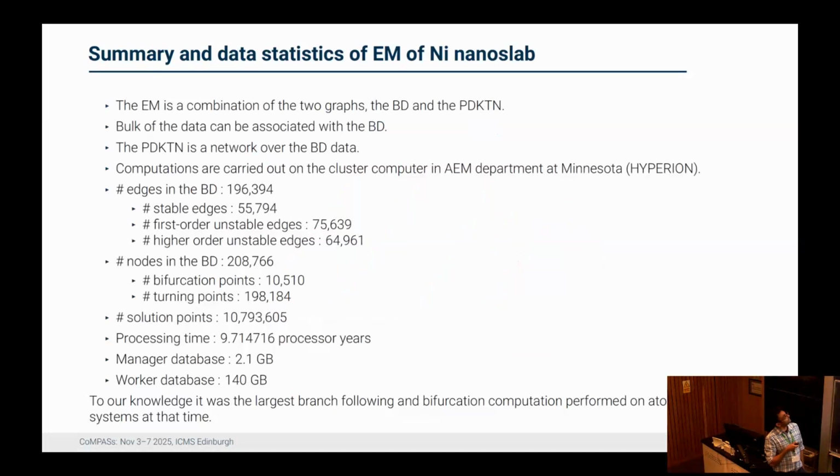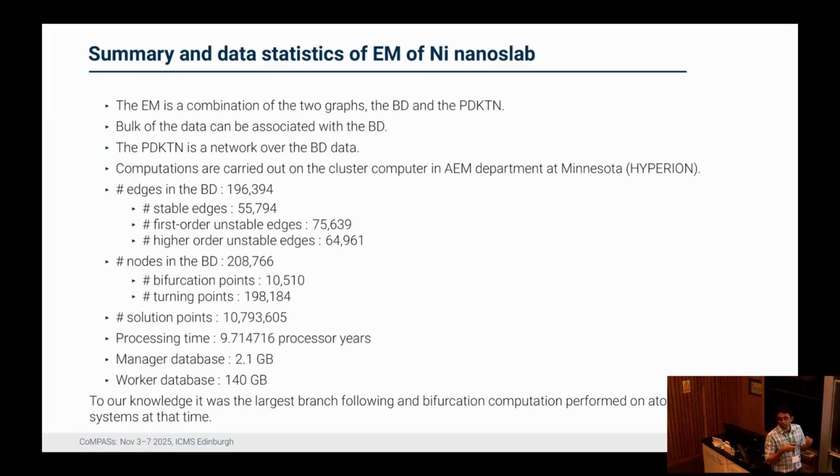The edges, what all you people call equilibrium paths, there are around 200,000 equilibrium paths between two critical points. Out of these, 55,000 are stable, 75,000 are saddles, and higher order ones 64. And the nodes, those critical points in the bifurcation diagram, are around 200,000.